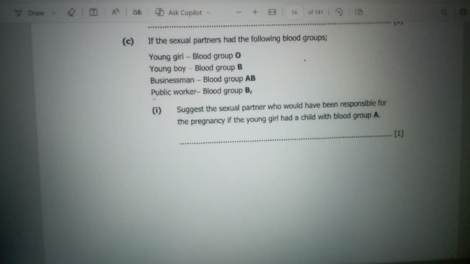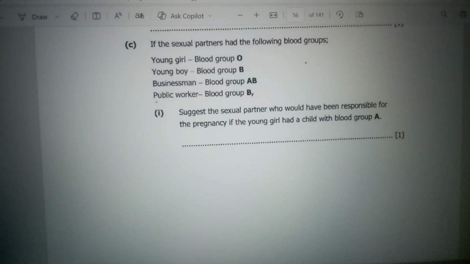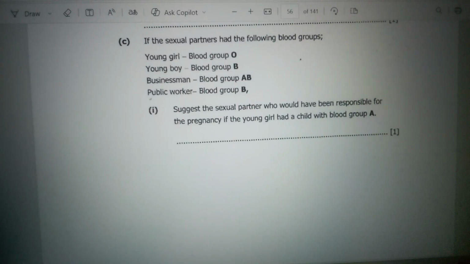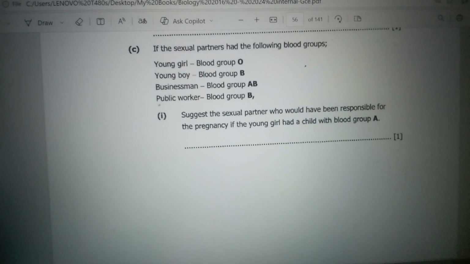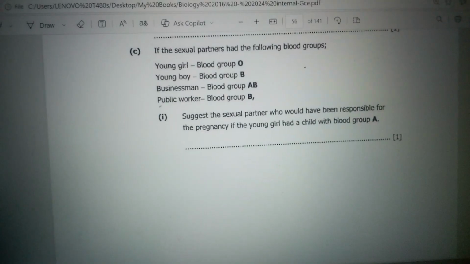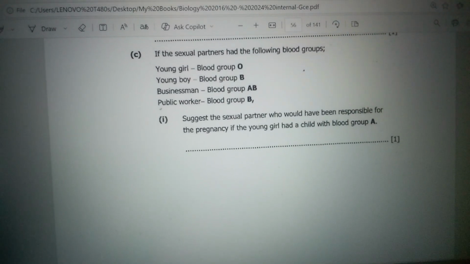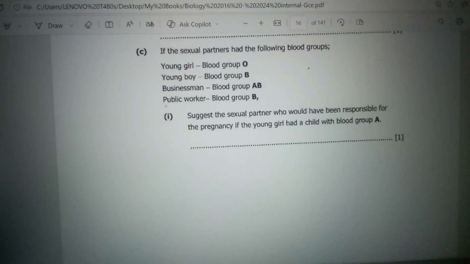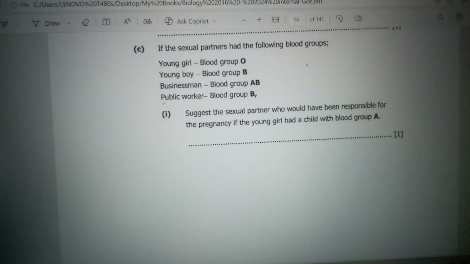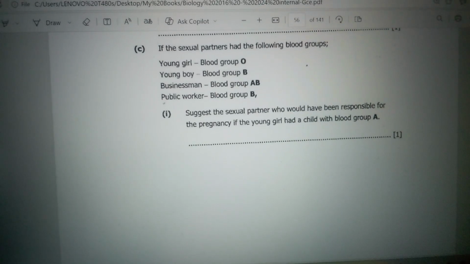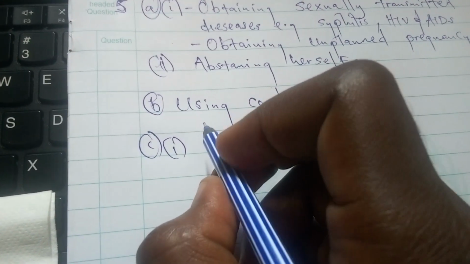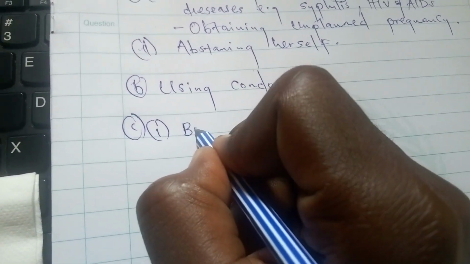So there is no way someone having blood group B, like the young boy, can produce an offspring having blood group A. It's impossible. So that one is not the father of the child. So we go to the public worker. It's just the same. But for someone having blood group AB, there is a chance of him producing an offspring having blood group A. So the answer there is the businessman. So the sexual partner who is responsible for the pregnancy is the businessman.